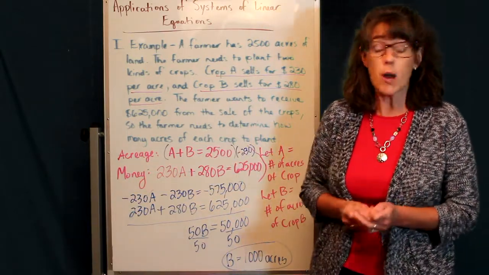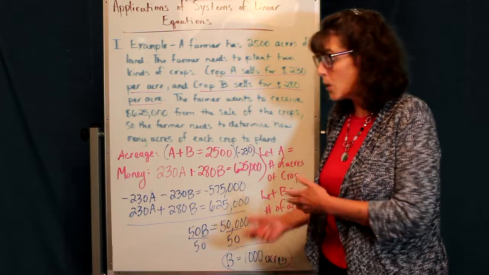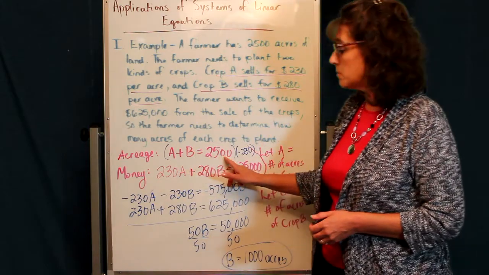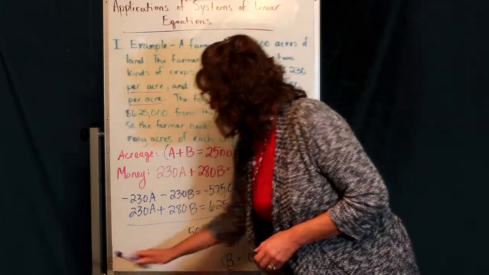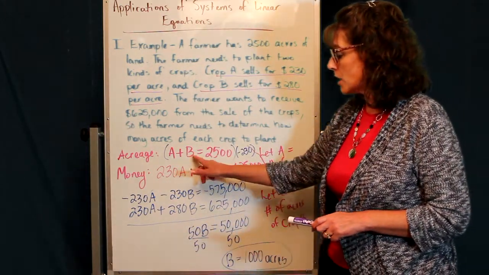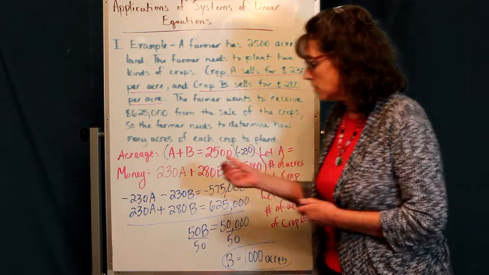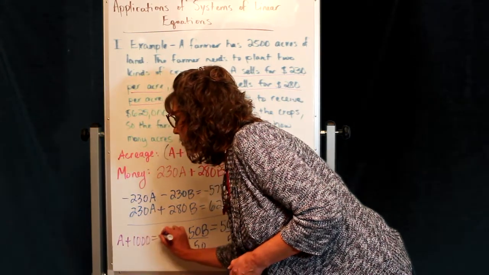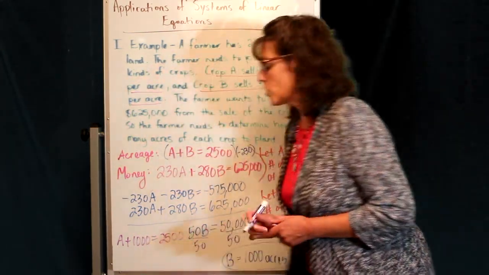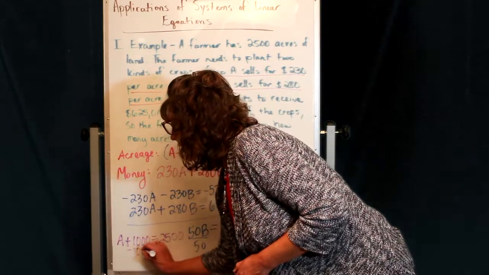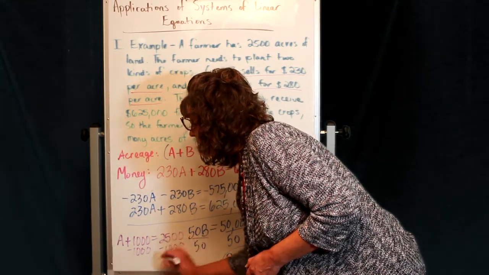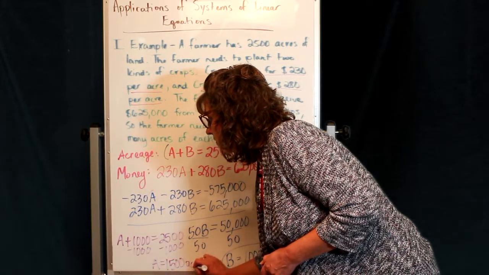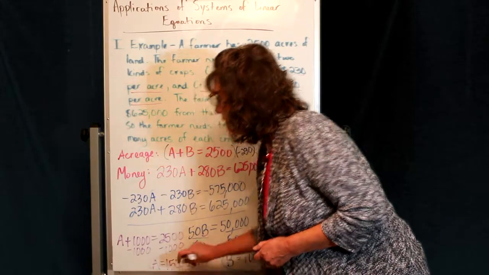Now, we need both crops, though. We need crop B as well as crop A. How do we figure out crop A? Well, remember, I'm going to add the two up to be $2,500. So that means that whatever I add to $1,000, in other words, take that $1,000, put it right up in here. When I do, I will get A plus $1,000 equals $2,500. And when I subtract $1,000 from both sides, then that will lead me to A being $1,500. And so we're going to have 1,500 acres of crop A.